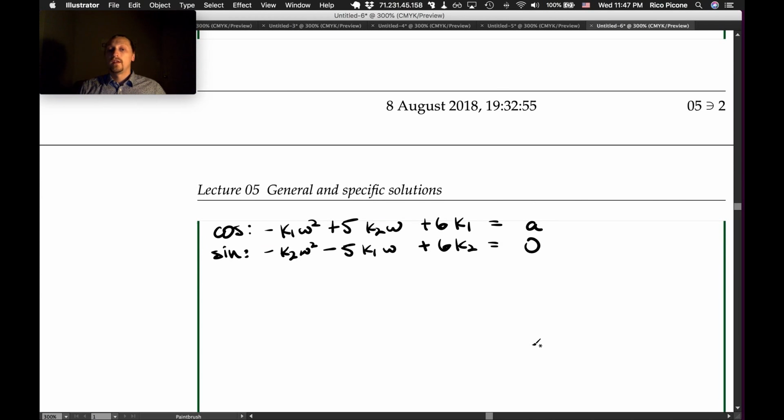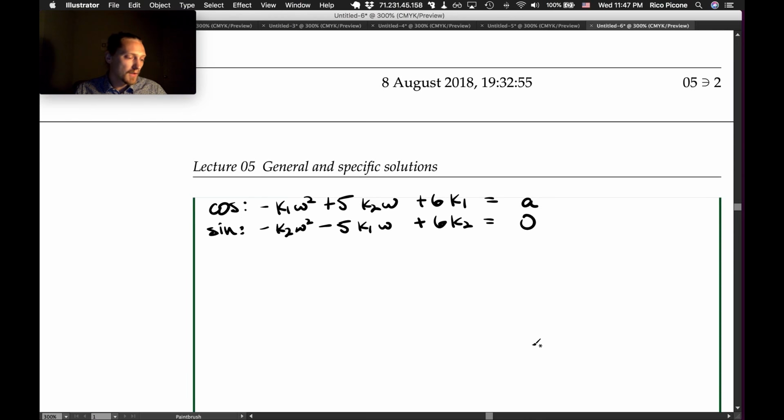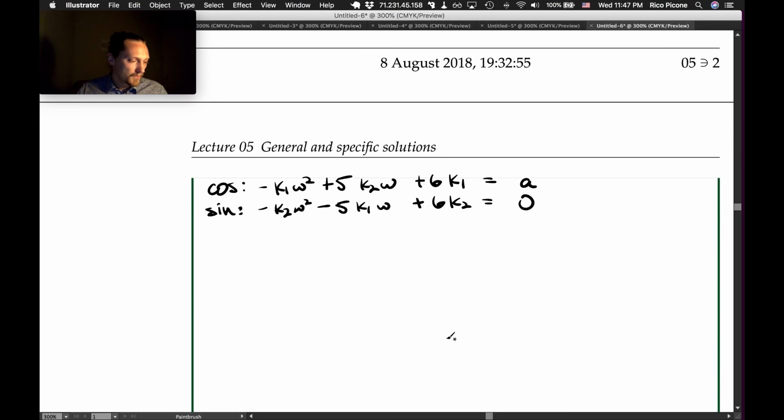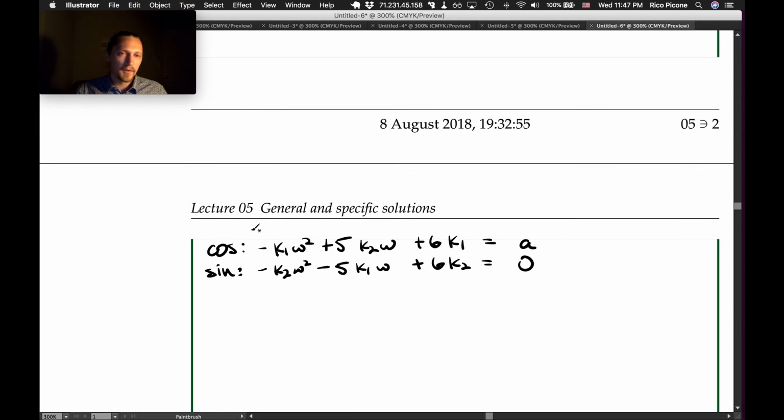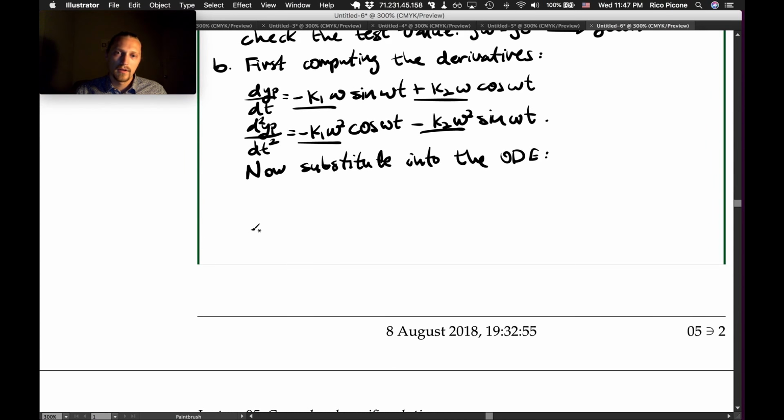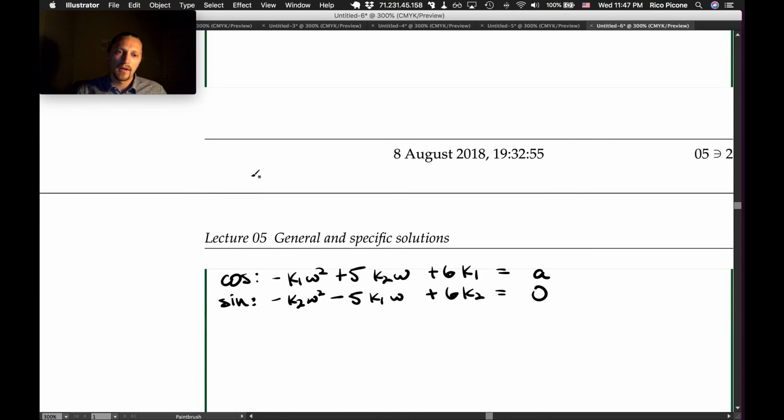Okay. Once again, 2 equations, 2 unknowns. Solve any way you want. I used elimination, actually. In this case, it was pretty easy. So let's see. I want to make sure I'm still substituting correctly.